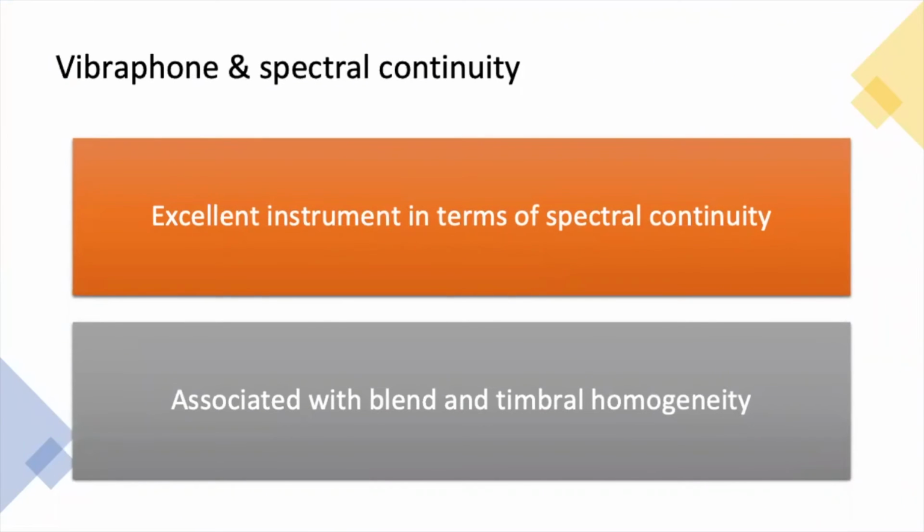The vibraphone was frequently identified as an excellent instrument in terms of spectral continuity to other instruments. This instrument is also highly associated with blend and timbral homogeneity.